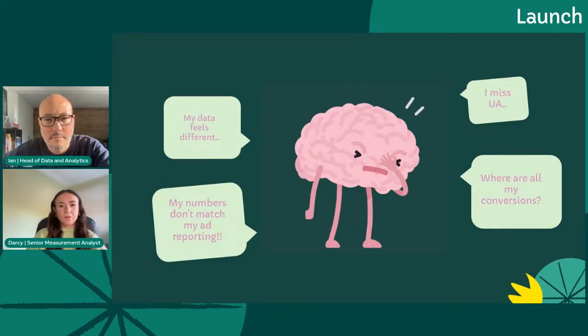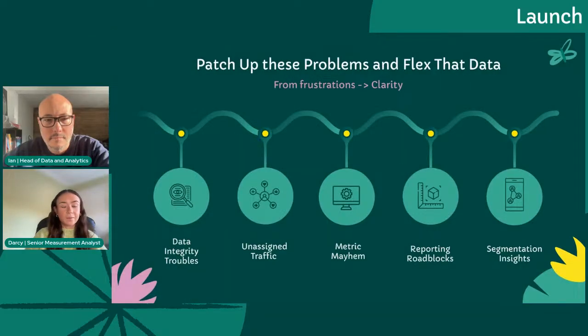We're going to share with you the remedies to these problems you're facing. The 5 headaches that we will be addressing today are data integrity troubles, unassigned traffic issues, the metric mayhem that may occur in your reporting, your reporting roadblocks, and then some segmentation insights. So hopefully we'll be covering some key areas for you.